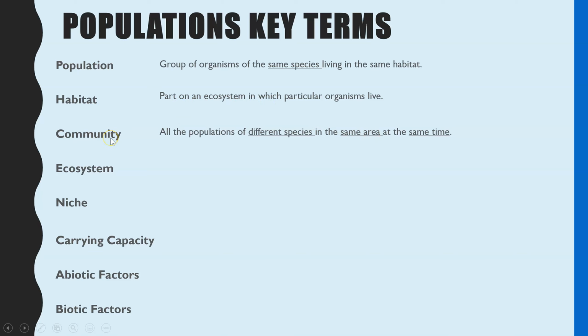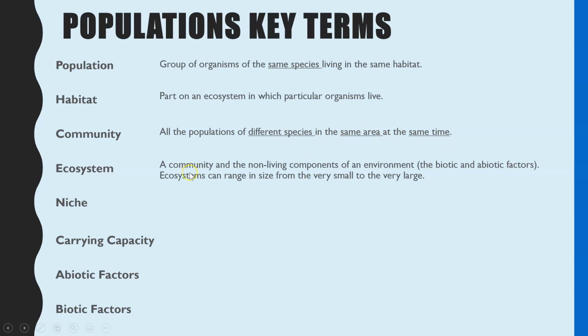Community, it would only be a 1 mark definition, but I've underlined all the components that you would have to say in that definition. So community is all the populations of the different species, but you have to specify that is within the same area at the same time.